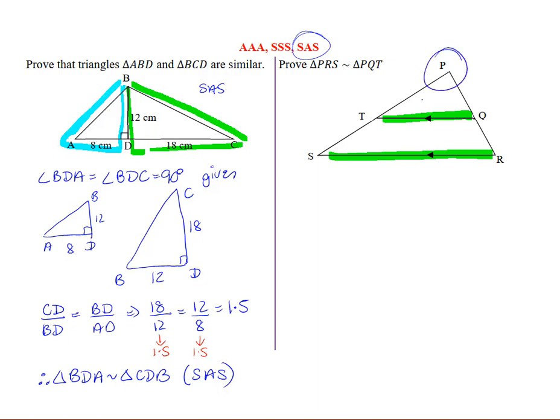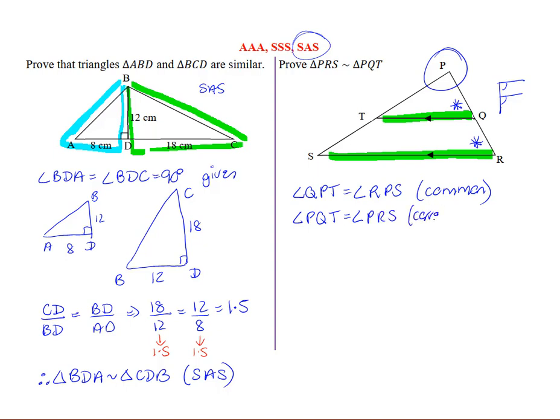Firstly, though, we have this angle up here, P, which is common. So I can go angle QPT equals angle RPS because it's a common angle. It's shared by both triangles. Now I also know because of my parallel lines that these two angles have to be the same because they're corresponding. It's forming that F shape. So angle PQT equals angle PRS, and that's because they're corresponding.